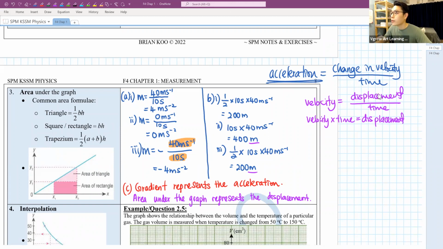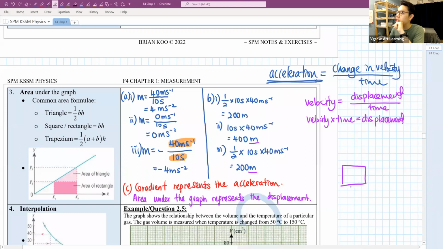Why for area the unit is in meter? Yeah, area is usually meter squared. You are correct. But we are not doing area for a shape, right? Okay, I'm not doing the area for a shape.